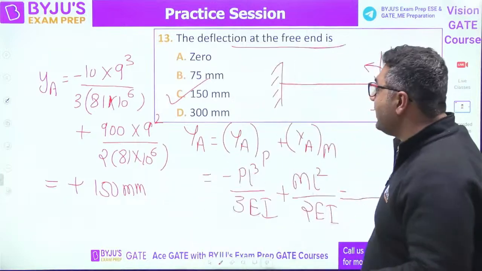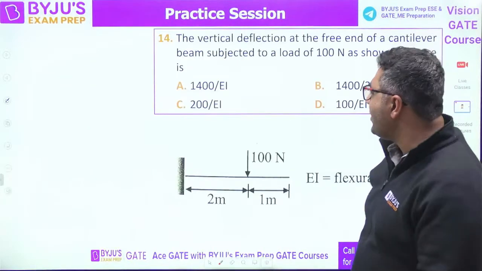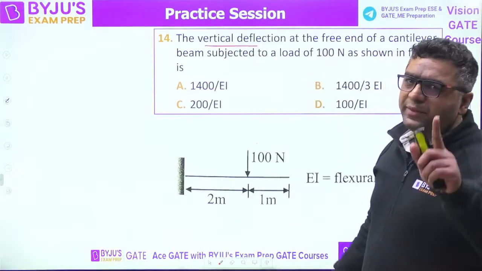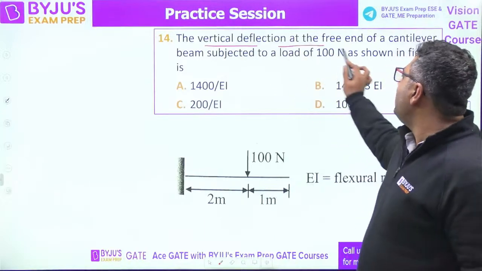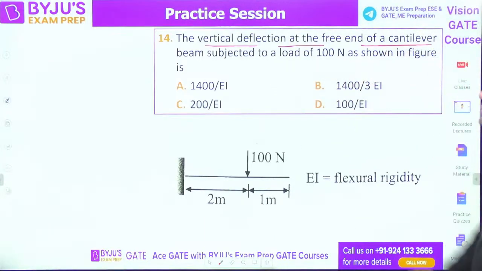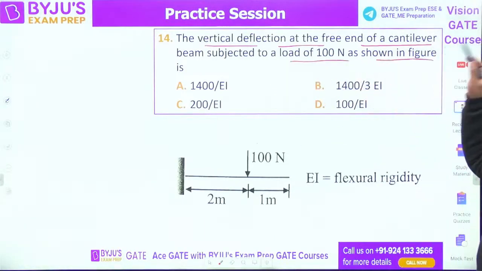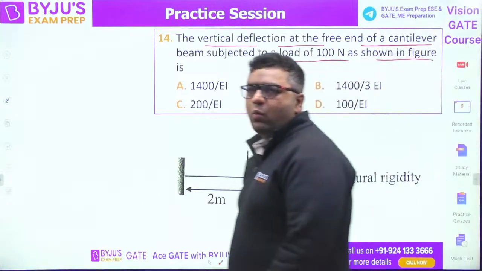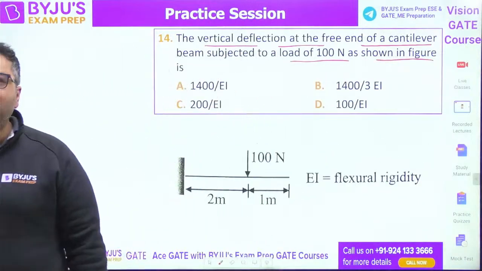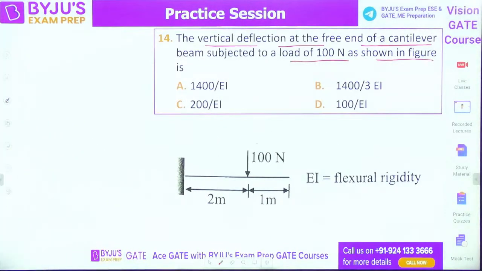This is once again a question from deflection as per your request. This is once again from the principle of superposition. The vertical deflection at the free end of a cantilever beam subjected to a load of 100 newtons is shown in the figure. So guys, what to do for this type of question? I am giving you the option for that.